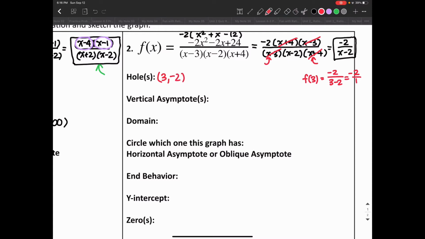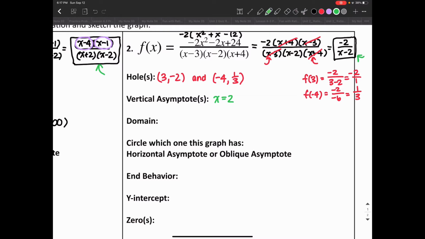And then the other hole is at -4, so I'm doing f of -4, so that's -2 over -4 minus 2, which is -6, that's 1/3, so -4 and 1/3. The vertical asymptotes, I look at what's left over, what's in the denominator. I have x minus 2, so the x value that would make that 0 is 2, so I have a vertical asymptote at x is equal to 2.